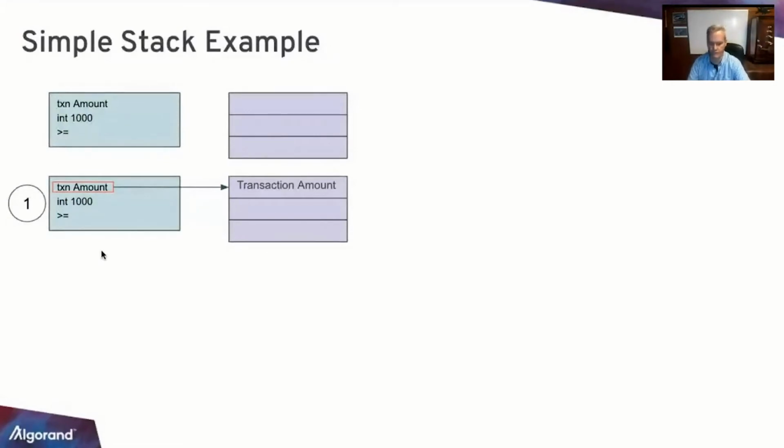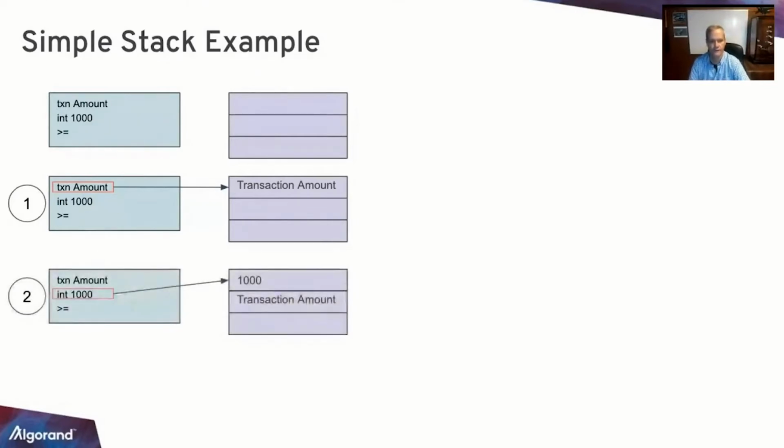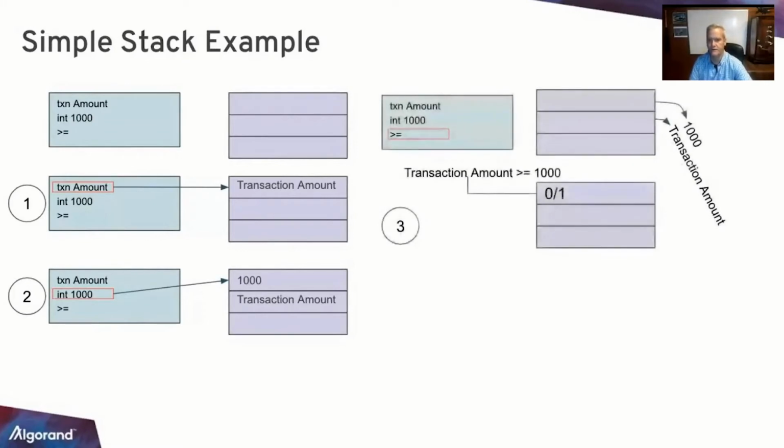From the standpoint of how the stack engine processes this, the first command puts the transaction amount on the top of the stack. Then the next command uses the int pseudo operator to push 1,000, an integer, onto the top of the stack, and it drives the transaction amount down into the stack. Then the greater than or equal to opcode pops two values off the stack, treats those as its parameters, and returns either 0 or 1, depending on whether the transaction amount is greater than or equal to 1,000. So in this case, it would push a 1 on top of the stack.